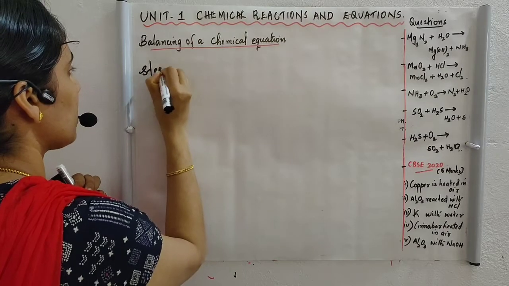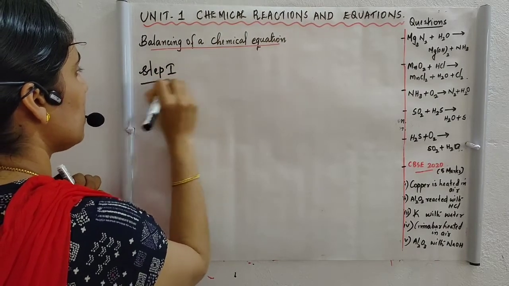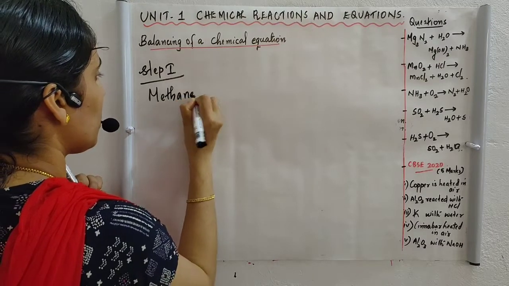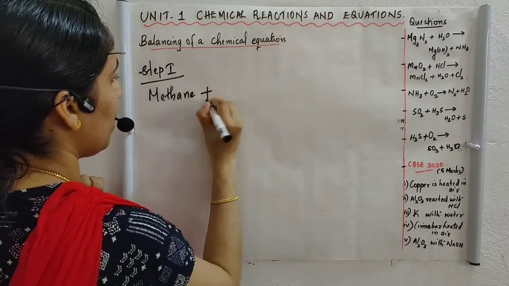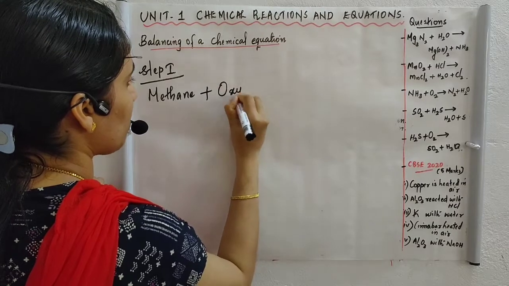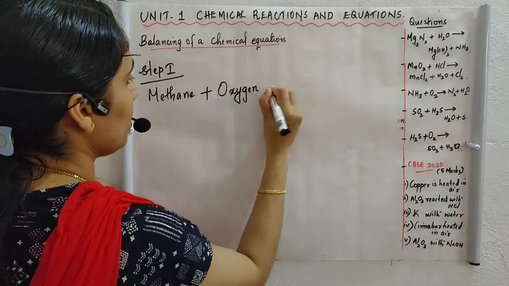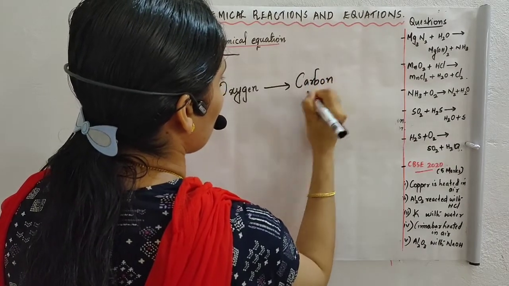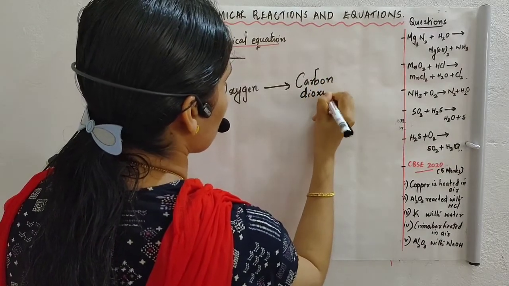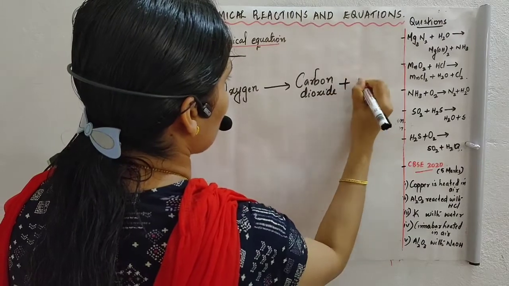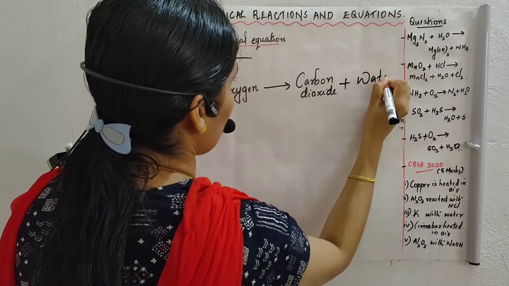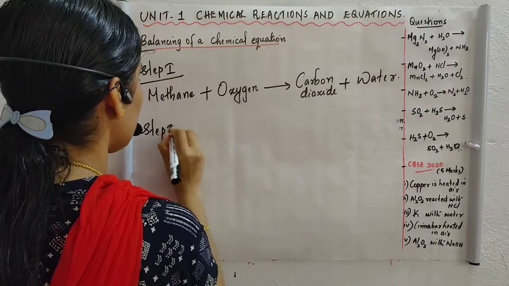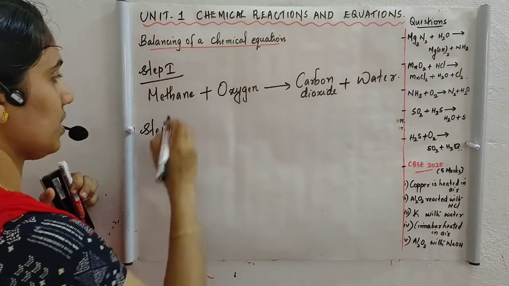So how to write it? What is the reacting substance? Methane. Methane means natural gas, you can say. Burning, or combustion, means combining with oxygen to form carbon dioxide plus water. So as step 2, I have to write the chemical equation.